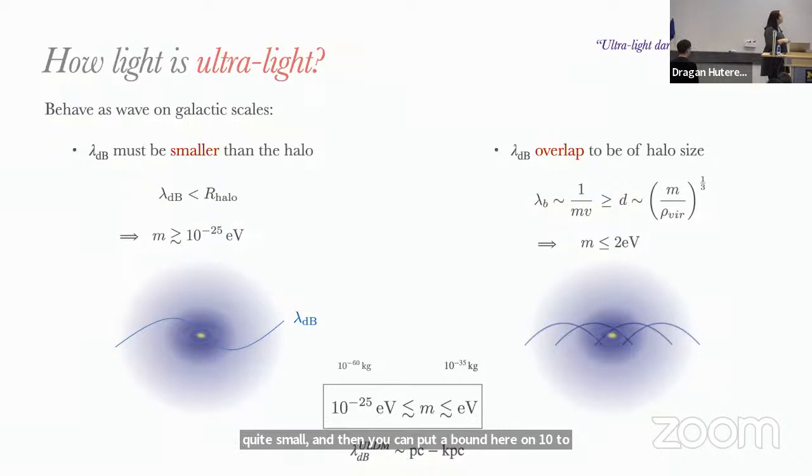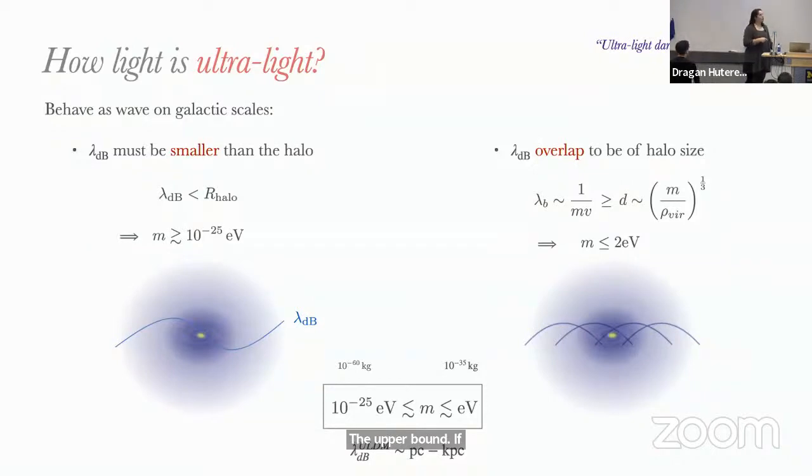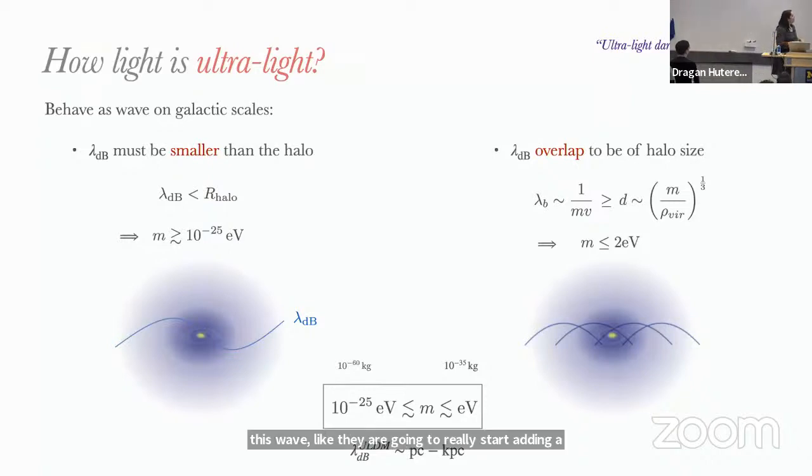The upper bound, in eV, is very easy to see. It is just because the halo has a high occupation number, so I have a lot of dark matter in my halo. If I have dark matter with a large de Broglie wavelength, this means that in the halo, these de Broglie wavelengths are going to start overlapping. And when the de Broglie wavelength of those particles is bigger than the distance between the particles, the interparticle distance, then the waves are going to really start adding up. So this gives me this bound here of 2 eV. This is the bound where dark matter is coherent inside the halo, right? So it can be described in this way.